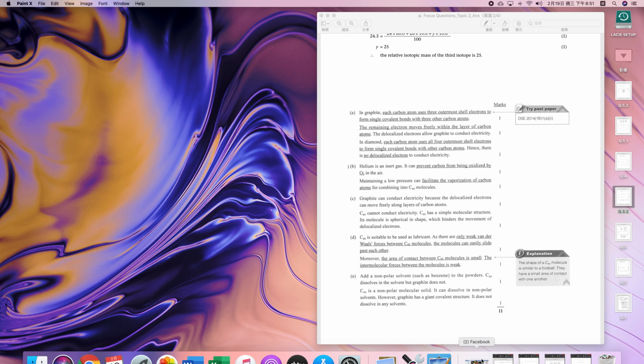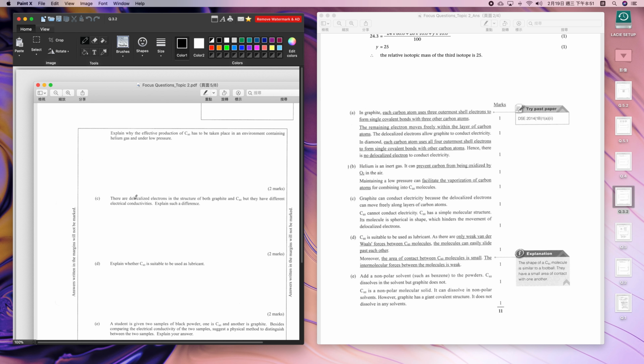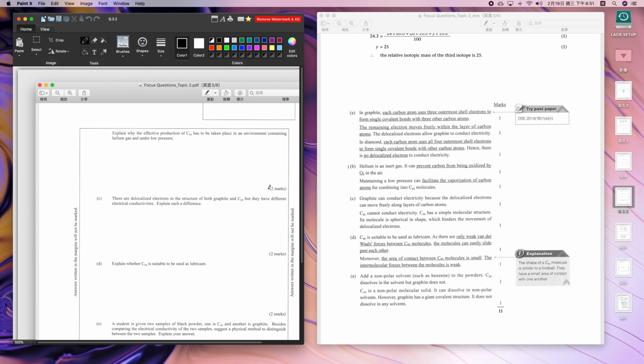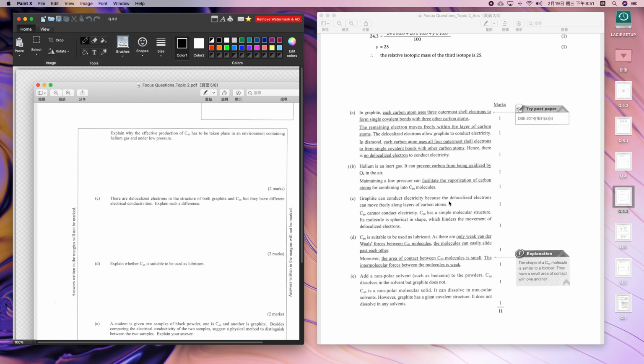And then if we go further, part C and part D. In part C, we are asked for the difference in electrical conductivity between graphite and carbon-60. This question tests your knowledge in chapter 27, particularly the presence of the localized electrons which hinder their movement in the C60 molecule. That's why C60 cannot conduct electricity.